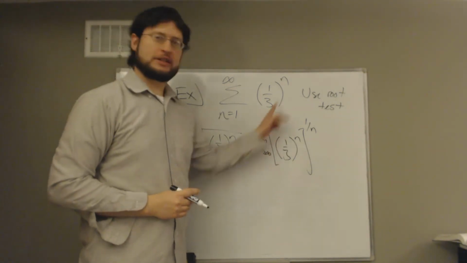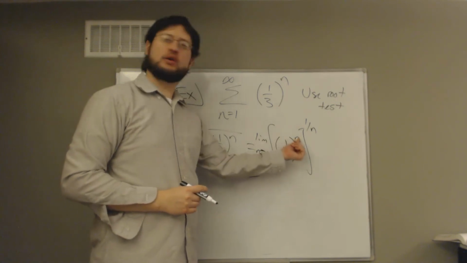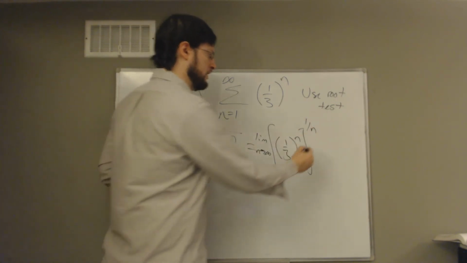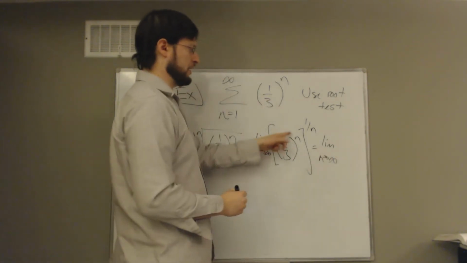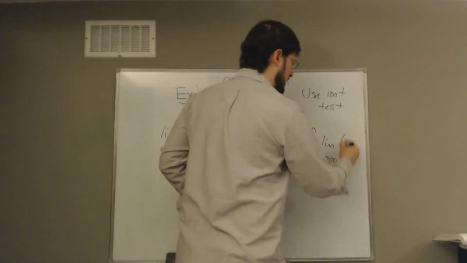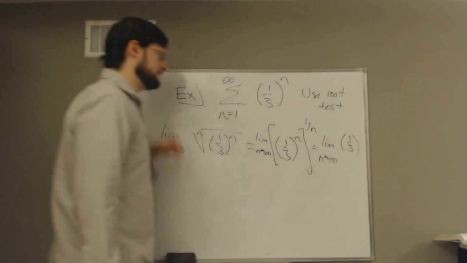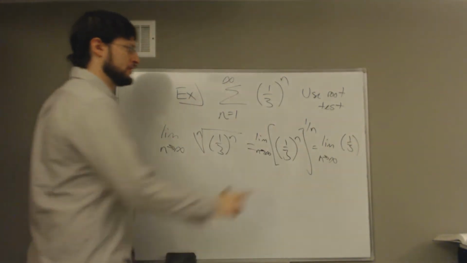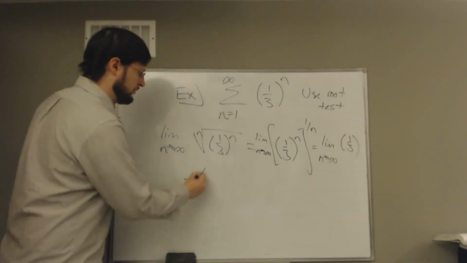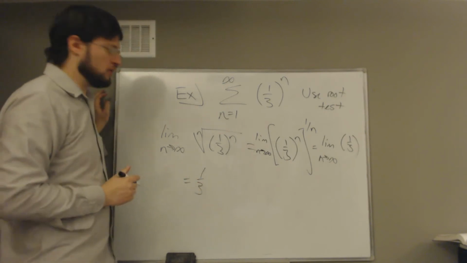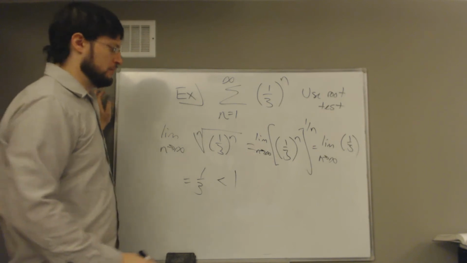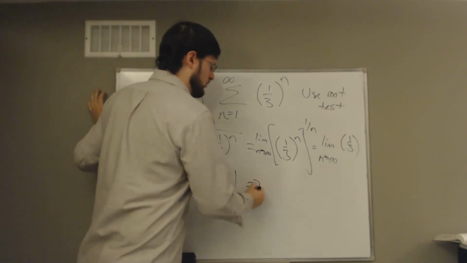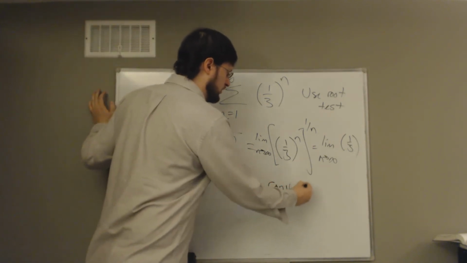Now, how do exponents work? If I have something to a power to another power, I'm multiplying the exponents. So this is the limit as n goes to infinity of 1/3 to the n times 1 over n, which is just 1/3. As n goes to infinity, that limit is just 1/3 because there are no n's at all, which is less than 1. Since our limit is less than 1, we conclude that it converges.